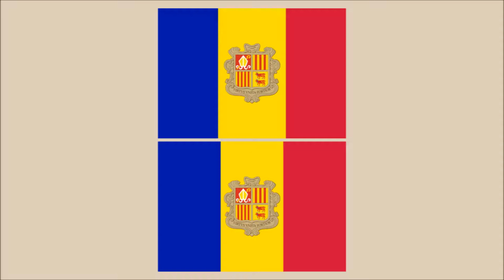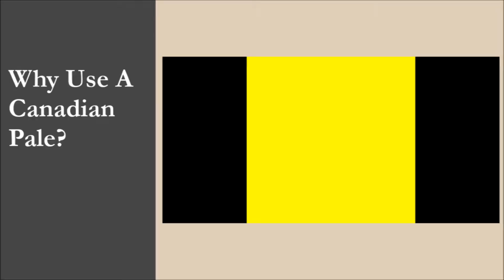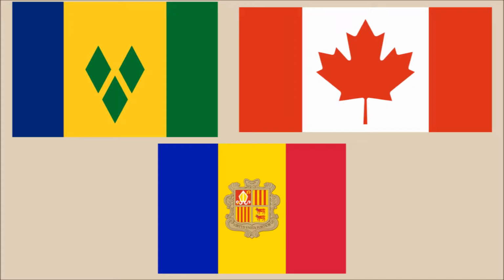With only a slight difference in stripe sizes, Andorra is not a great example, and in a few moments we'll be showing you some other flags that fit the looser definition of a Canadian Pale, as well as some more flags that are true Canadian Pales. But first we're going to answer the question of why a flag would use a Canadian Pale design to begin with. Let's take a look at our 3 country flags again.